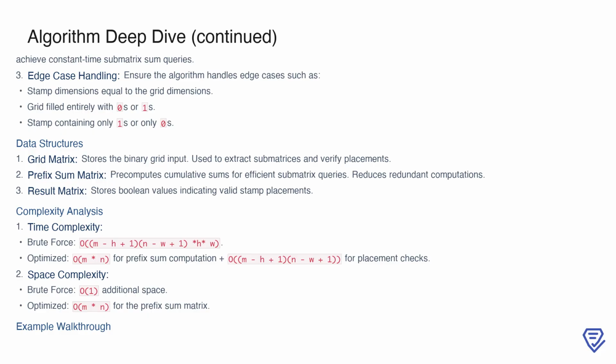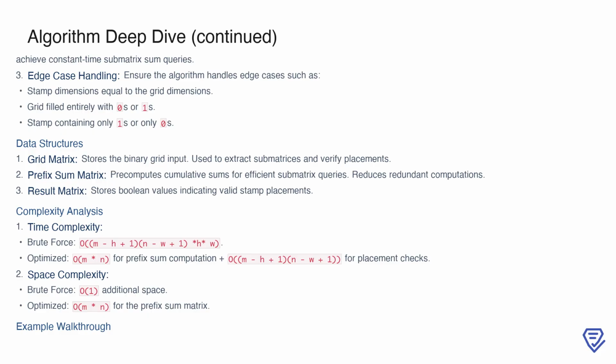From a complexity perspective, the brute force approach has a time complexity of O(M * N * H * W), while the optimized approach reduces this to O(M * N) for prefix sum computation and O((M - H + 1) * (N - W + 1)) for placement checks. The space complexity increases slightly with the use of the prefix sum matrix, but this is a worthwhile trade-off for the improved efficiency.